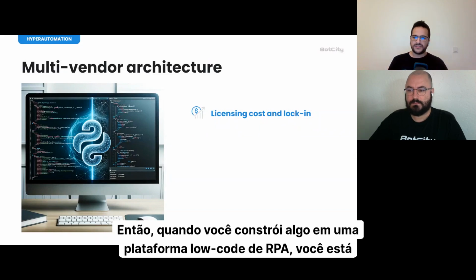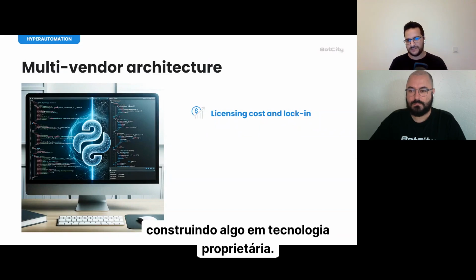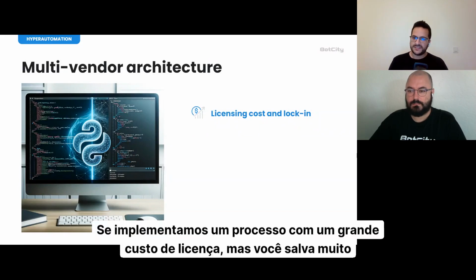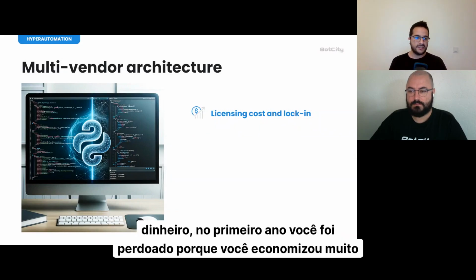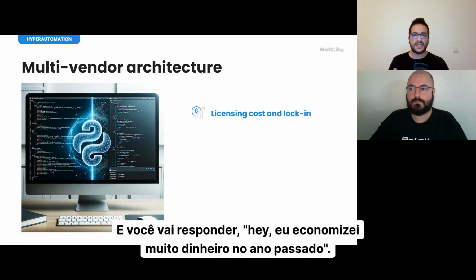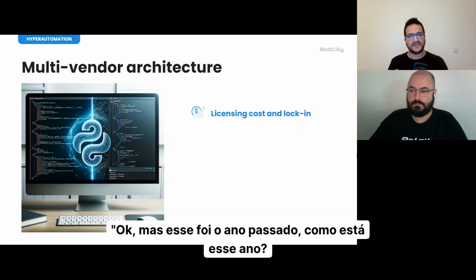So when you build something in a low-code RPA platform, you are building something proprietary technology. So you are locked in pricing, you are locked in high licensing costs. And that's something that's kind of crazy in RPA, because if you implement a process with huge licensing costs but you save a lot of money, in the first year you are forgiven because you save a lot of money. But in year two, someone starts asking you, how about this licensing cost? And you're going to answer, hey, I saved a lot of money last year. Okay, but this was last year.